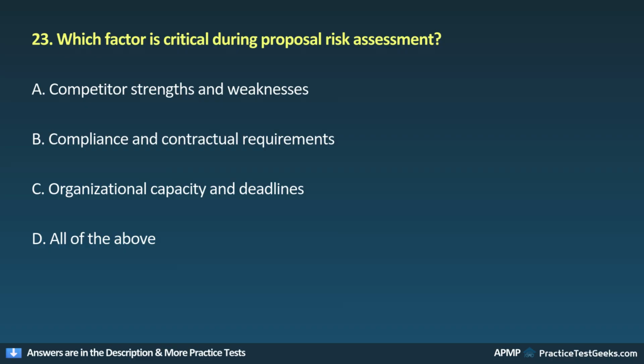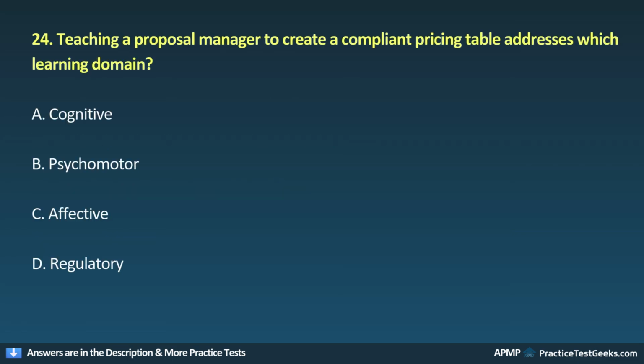A. Competitor strengths and weaknesses. B. Compliance and contractual requirements. C. Organizational capacity and deadlines. D. All of the above. 24. Teaching a proposal manager to create a compliant pricing table addresses which learning domain?